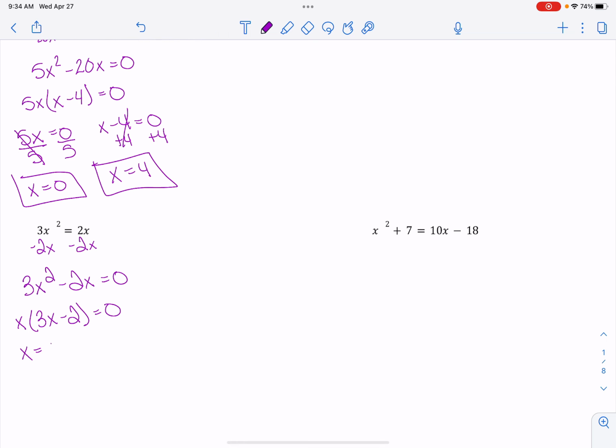And we set each of those equal to 0. So x equals 0, that one's nice, it just gave us an answer. And then 3x minus 2 equals 0, we will add 2 to both sides. So we have 3x equals 2. And divide both sides by 3 to get x equals 2/3.